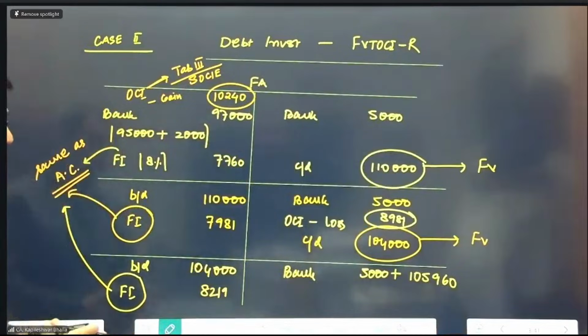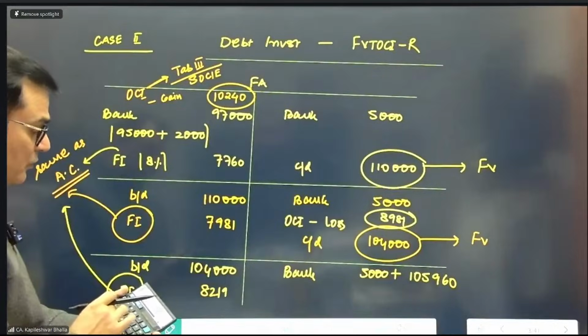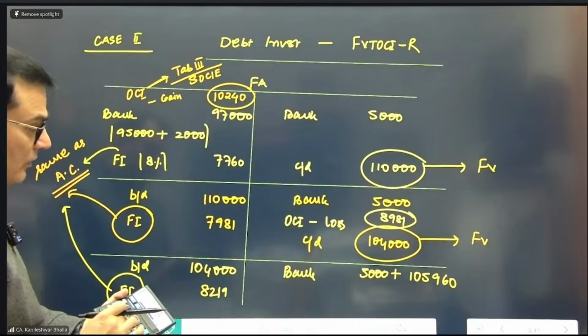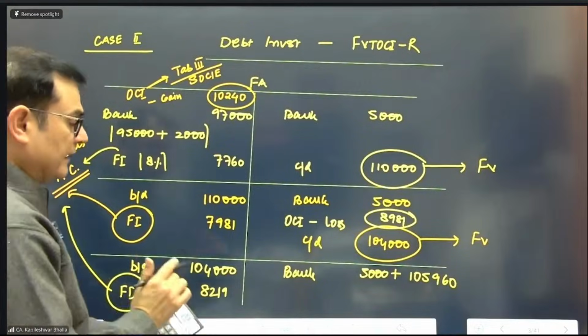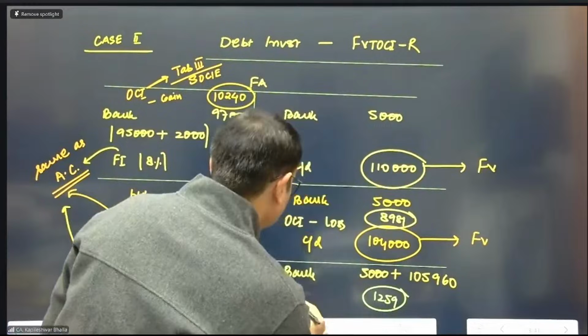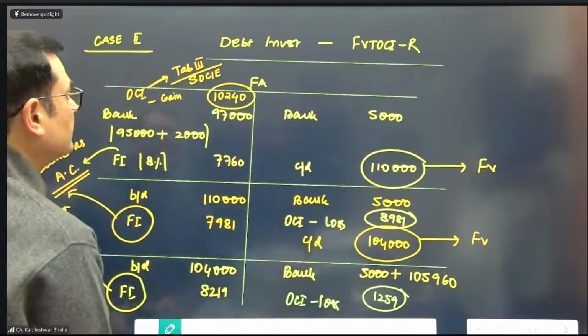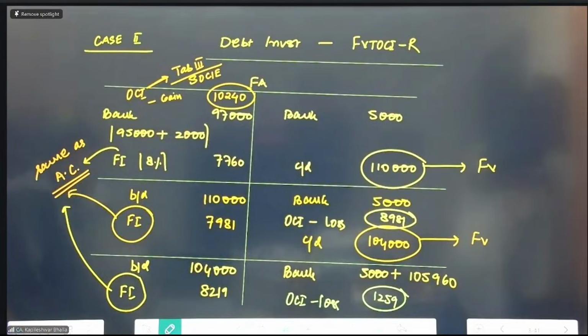Now let's see what is the balancing figure in this ledger. That would also represent the fair value gain or loss, and I think it's coming to 1259. This will also enter the OCI. That's a loss accumulated in terms of tab 3. Now, friends, you need to watch this carefully.